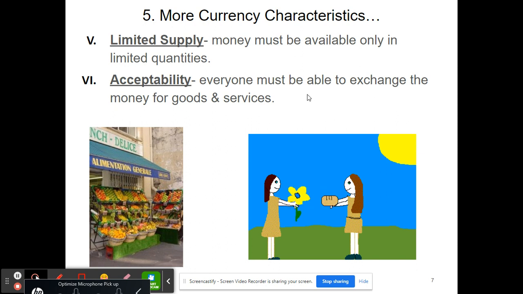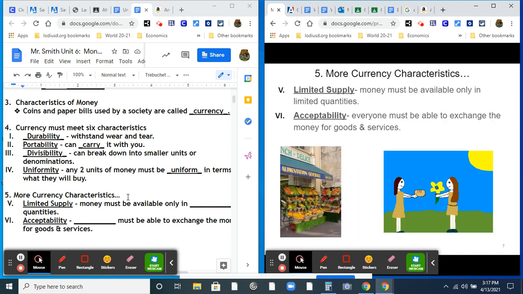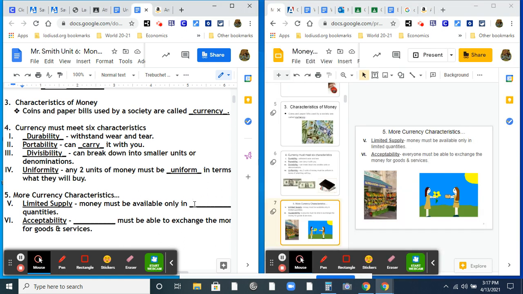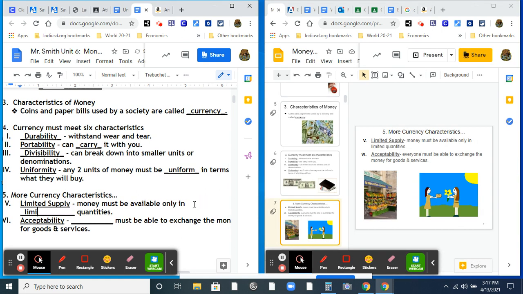Acceptability. Everyone must be able to exchange the money for goods and services. So, dollar for bread, flour, money for the fruits, vegetables. Everyone needs to be able to make that trade. So, write in the notes, limited quantities, and then everyone needs to take it.